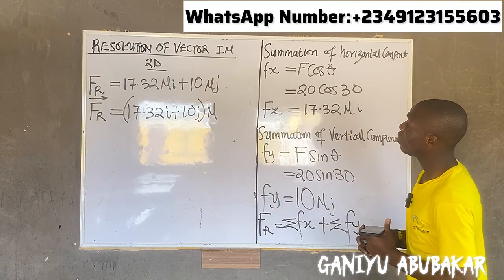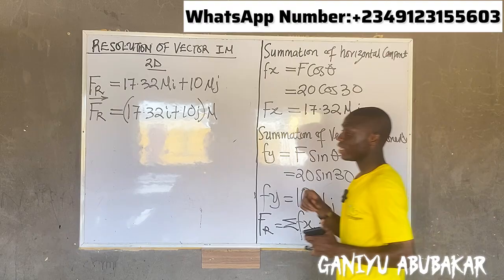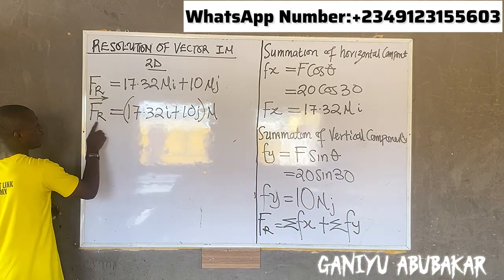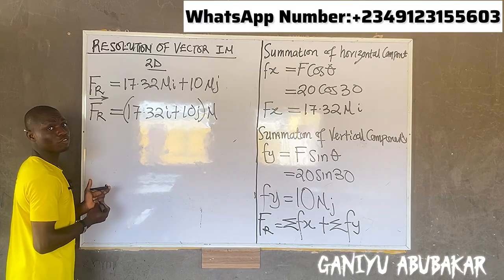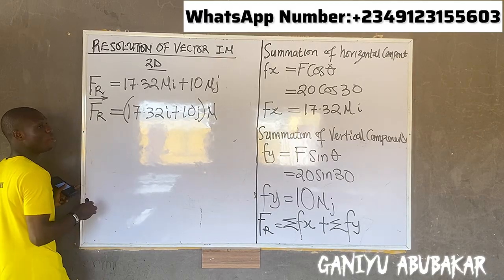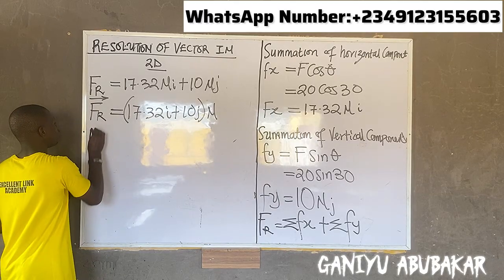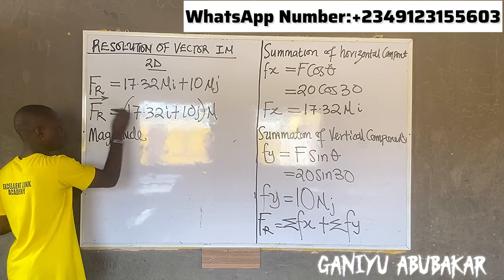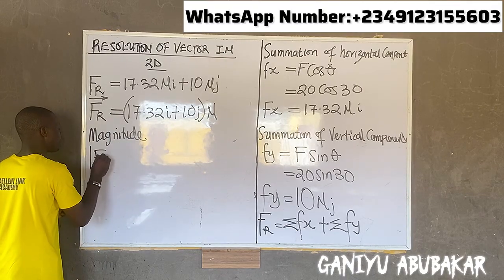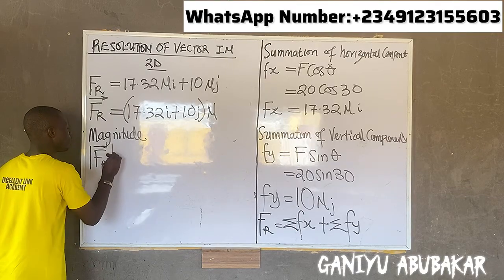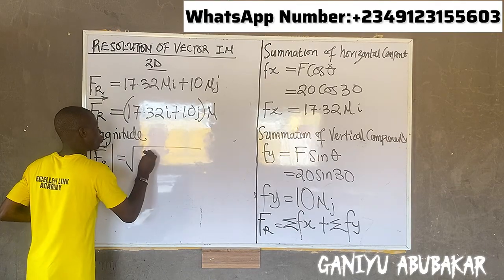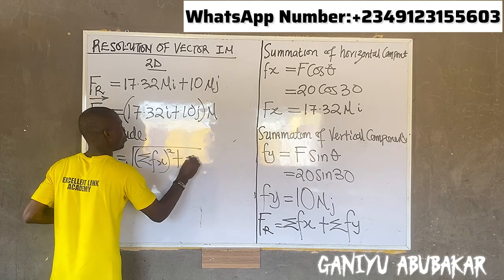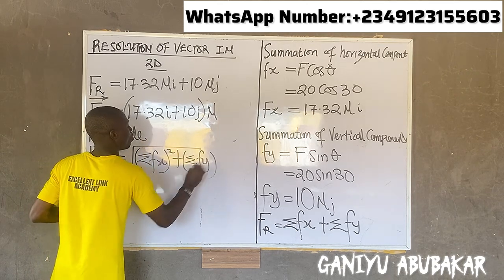All right, so this is how this question works. This value here is my answer for the resultant force. But for instance, let's look for the magnitude of this resultant force. The magnitude of the resultant force is equal to the square root of summation F of x all squared plus summation F of y all squared.